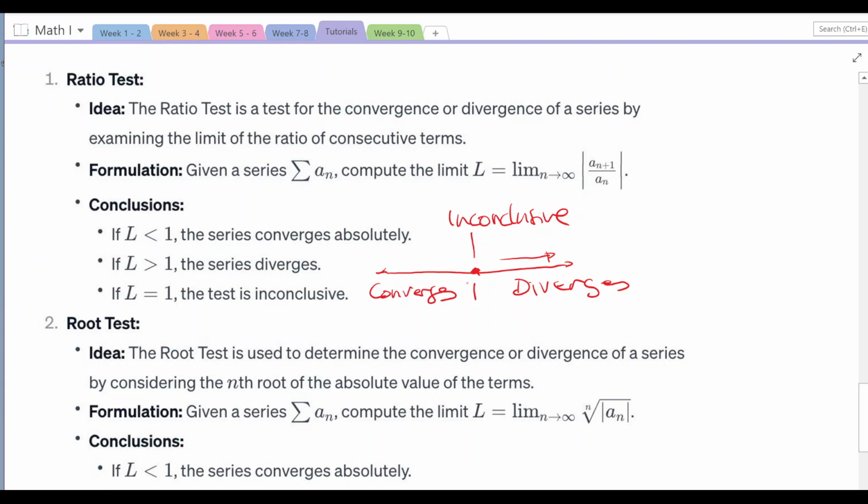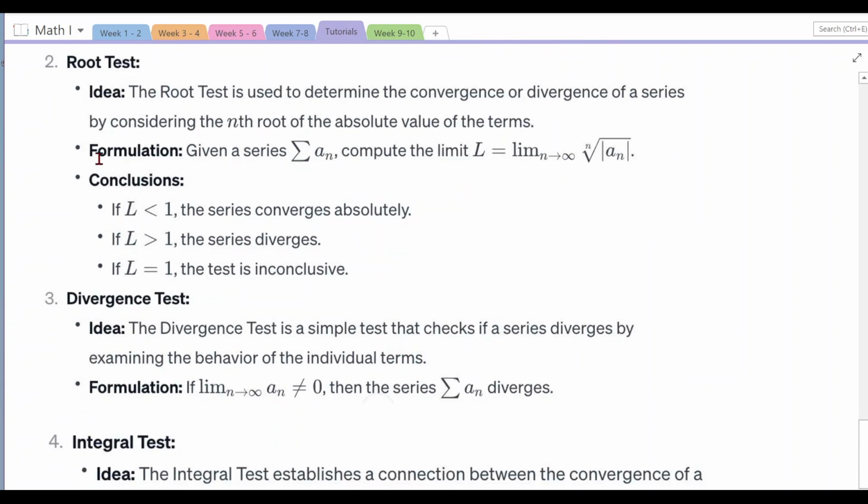Next, the second test is called the root test. The idea here for the root test is that it is a test that determines the convergence or divergence of a series by considering the nth root of the absolute value of the terms. Again, we will discuss some examples later on for the root test.